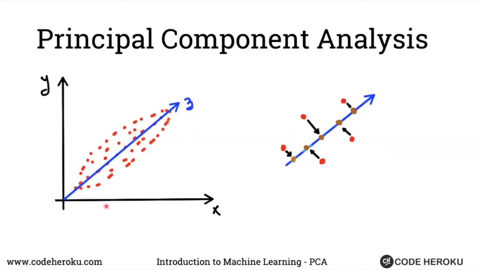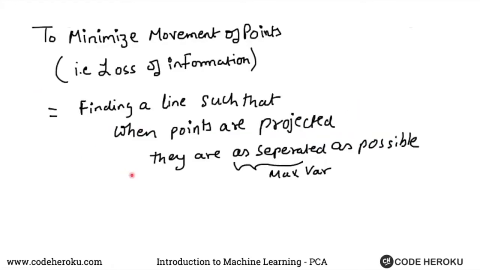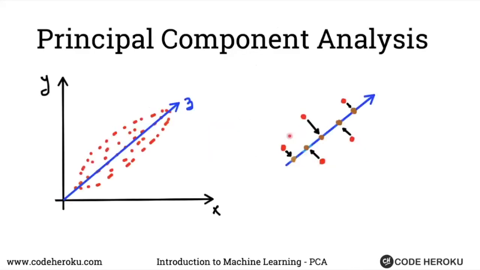Does that make sense? So intuitively, what we're trying to do is find a direction such that these points don't move a lot. We want these points to still stay the same in this XY plane, even if we project those things on the Z vector. And what if I told you that minimizing the movement of points, that is the loss of information, is equal to finding a line such that when the points are projected, they are as separate as possible. So when you project these points, these brown points need to be as far apart as possible.